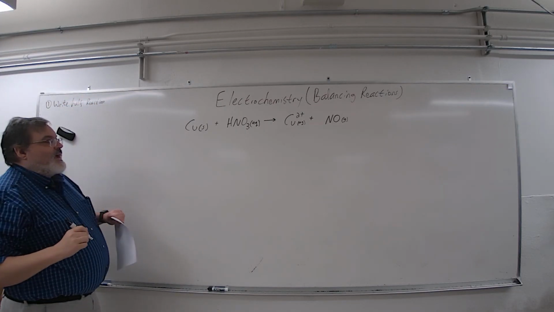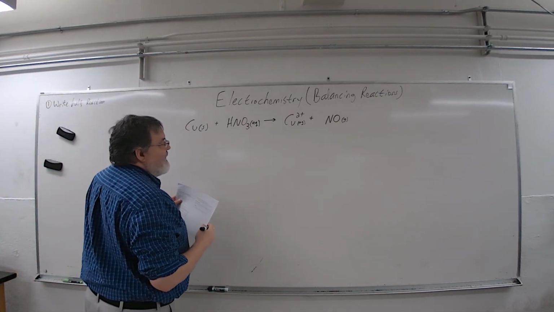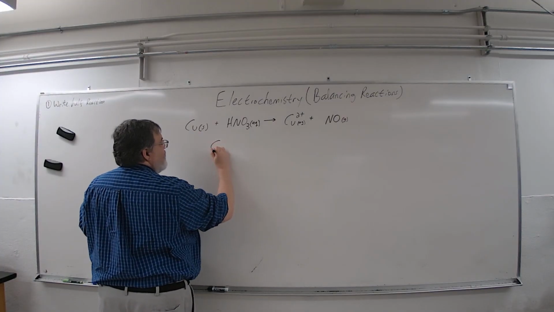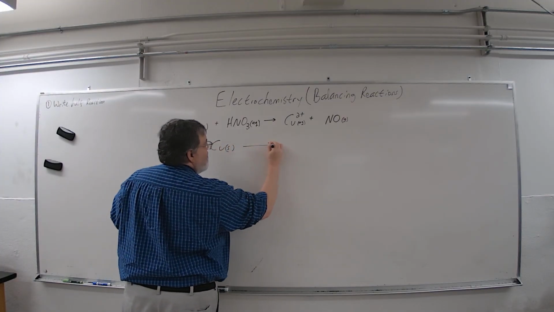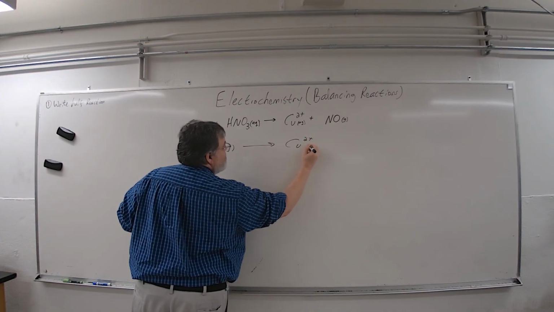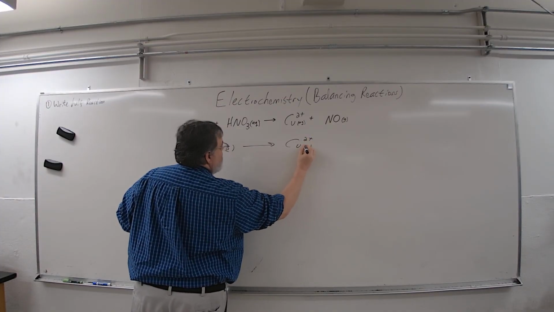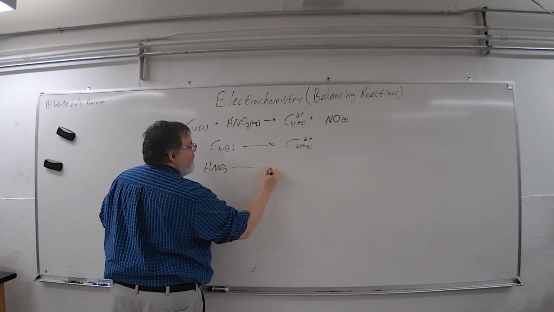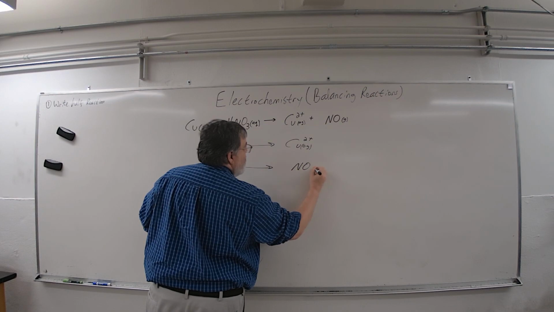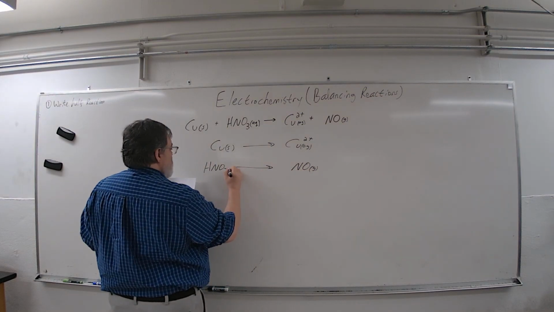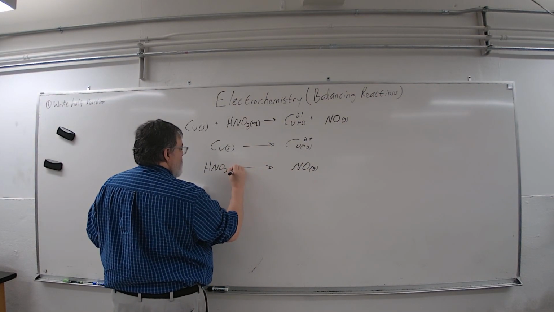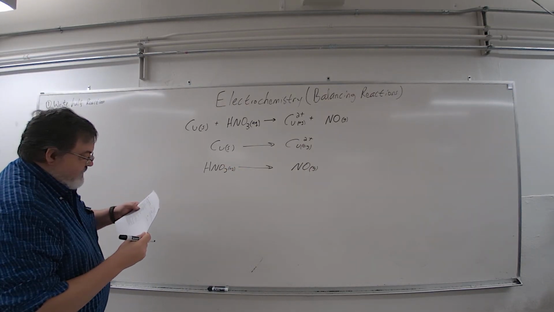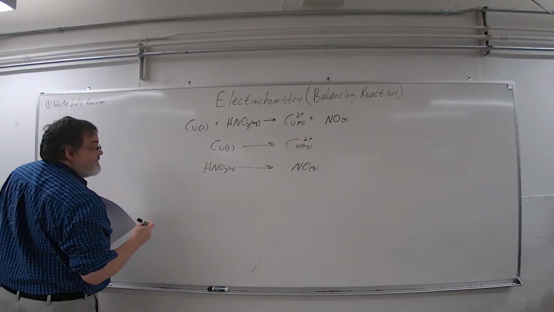Okay, write the half reactions. So can you see what the half reactions will be here? We're going to do the copper becoming Cu2+. And then the HNO3 becomes NO. Okay. So what you do next is balance them.